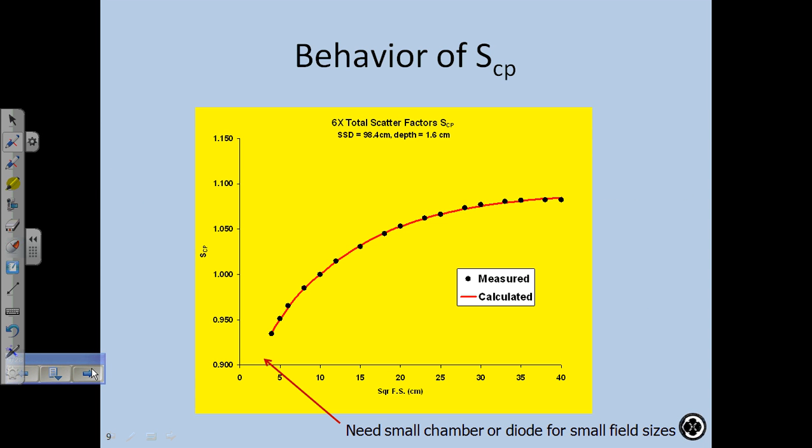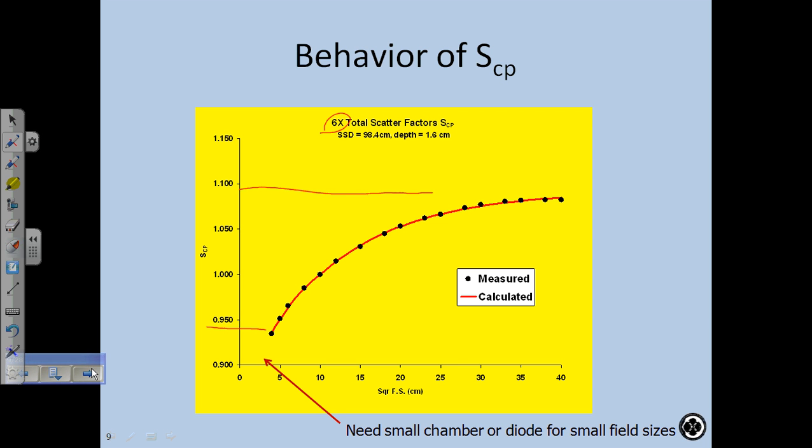Okay, so this is what SFCP looks like on a graph. This is probably measured data that I took from some machine, and here's SFCP, just to give you an idea of the range of values. This is for 6x, SSD is 98.4 and depth is 1.6. So it goes from about 0.94 to 1.08 or around 1.1. From here to here is 10% plus another 4. There's a range of around 14%.